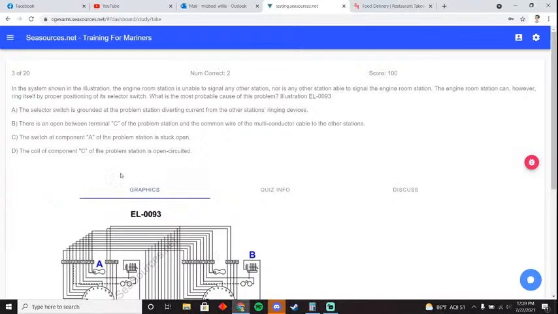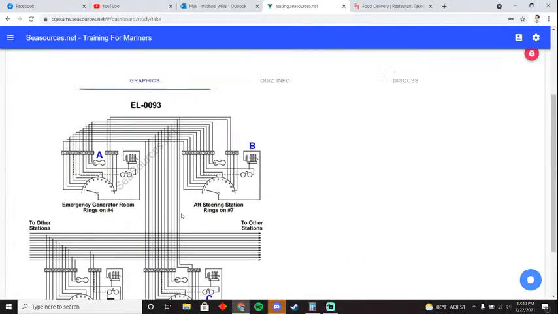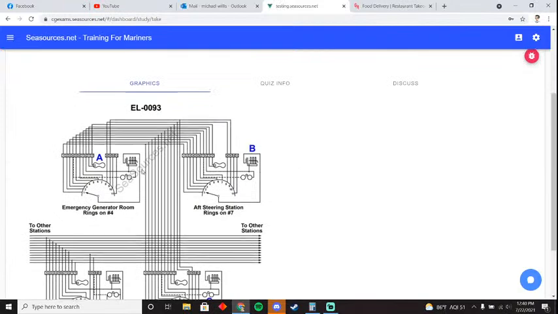So the question is, in the system shown in the illustration, the engine room station is unable to signal any other station, nor is any other station able to signal the engine room station. The engine room station can, however, ring itself by proper positioning of its selector switch. What is the most probable cause of this problem? So the engine room can ring itself, but none of these other rooms can ring the engine room.